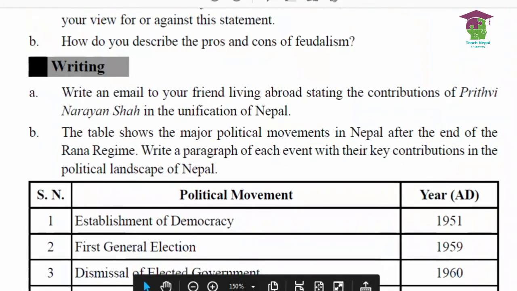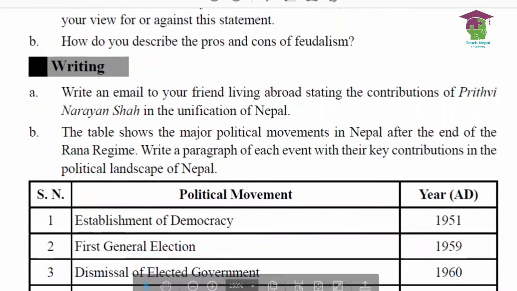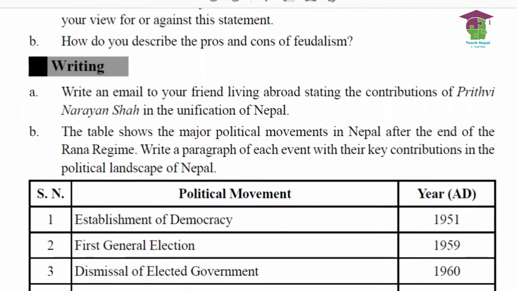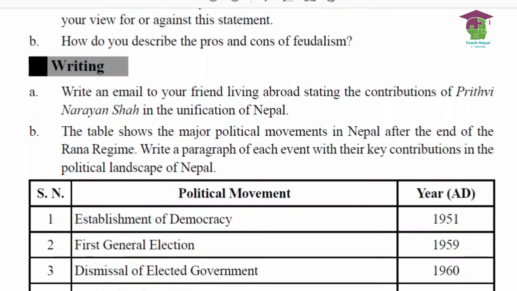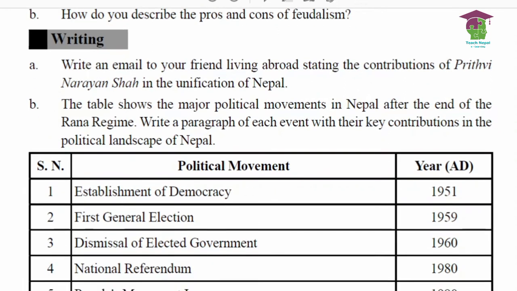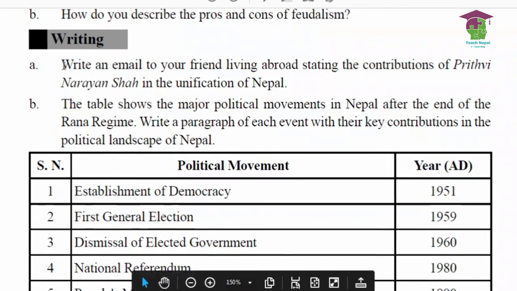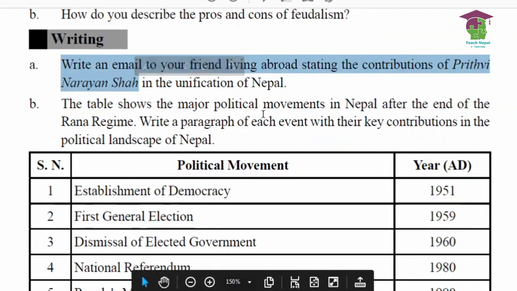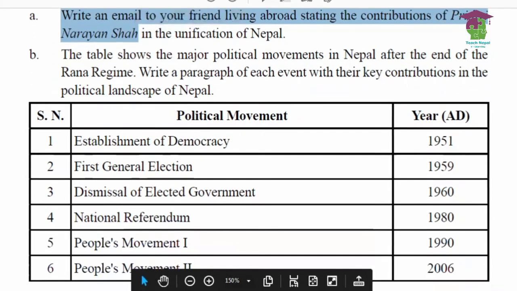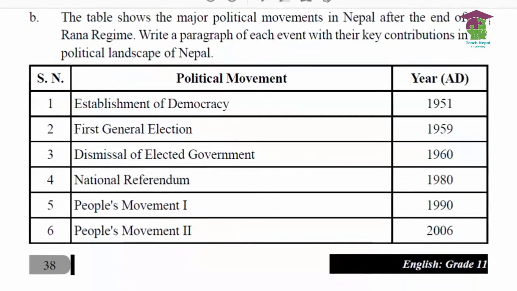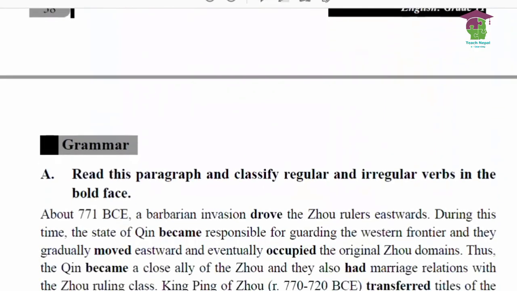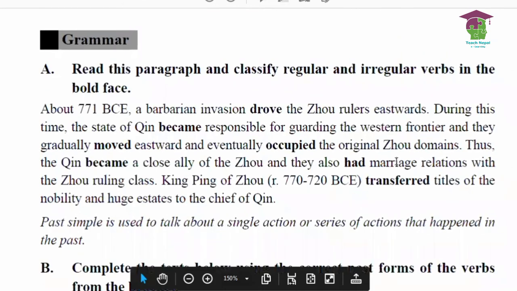Now after this, you have been given a writing task, and you have to write an email to your friend living abroad about the contribution of Prithvinarayan Shah, as Prithvinarayan Shah unified 22 and 24 principalities into a single state or single country, just like the Qin Dynasty. While writing the email, you have to start with from, to, and email address, then you have to write about this just like the letter. Then after that, political events, the events or deadlines, and you have to write those things in paragraphs.